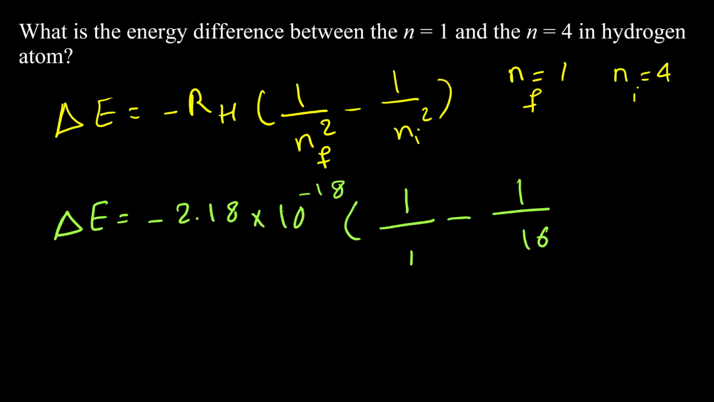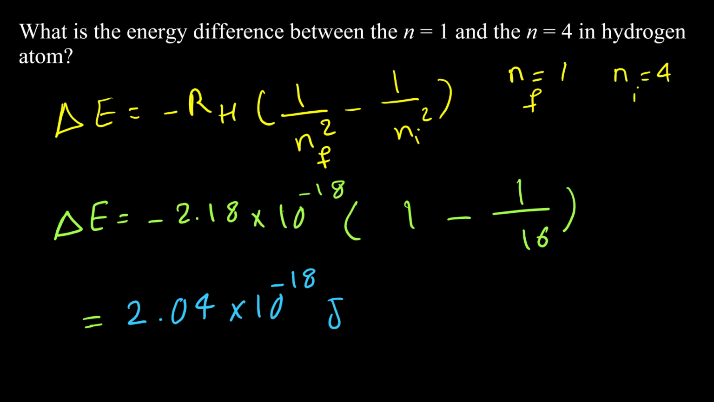So inside the parentheses, 1 over 1 is just 1, 1 minus 1 over 16. Then times the Rydberg constant, which is equal to 2.04 times 10 to the negative 18 joules.